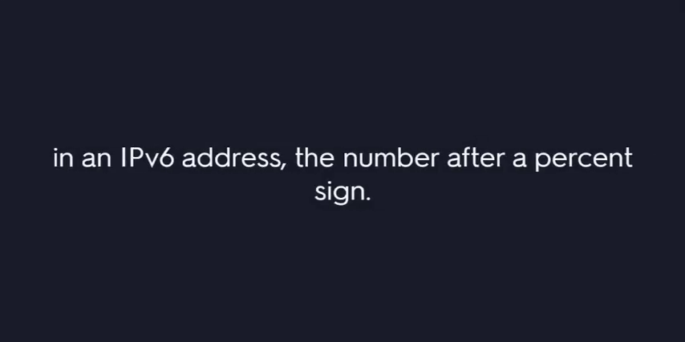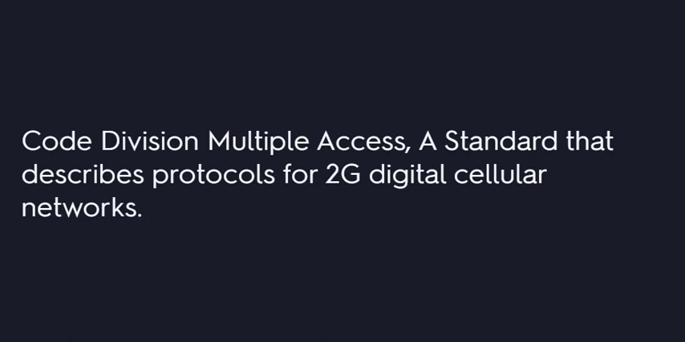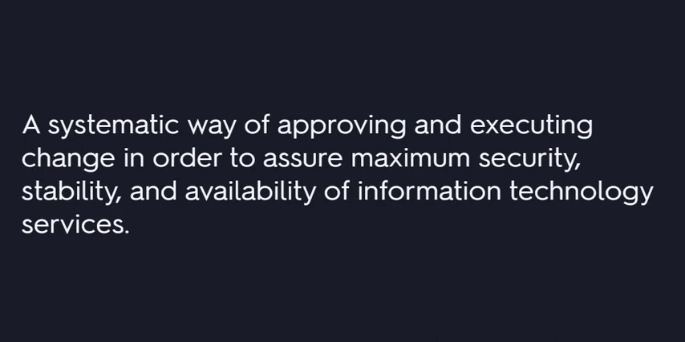X.25. In an IPv6 address, the number after a percent sign. Zone ID. A file that physically divides the DNS database and contains the actual IP to host name mapping for one or more domains. Zone. Code division multiple access, a standard that describes protocols for 2G digital cellular networks. CDMA. A systematic way of approving and executing change in order to assure maximum security, stability, and availability of information technology services.